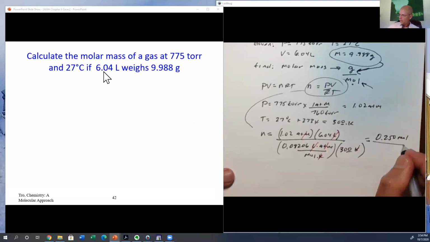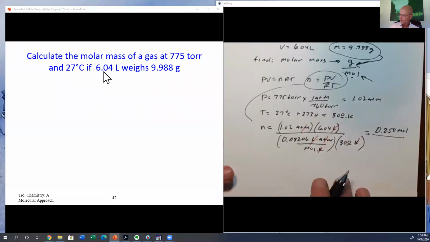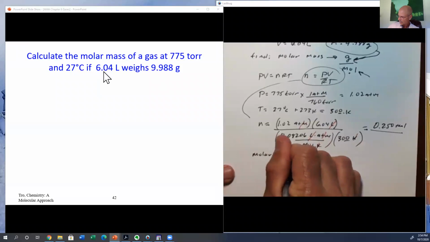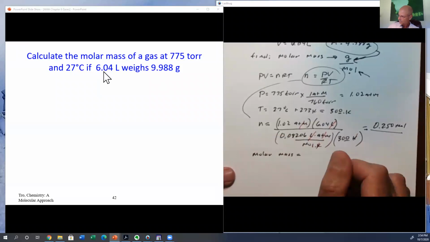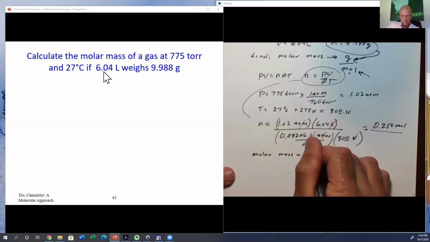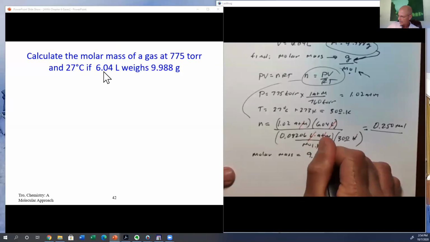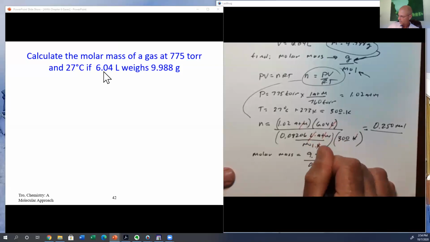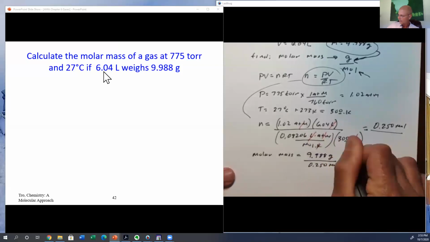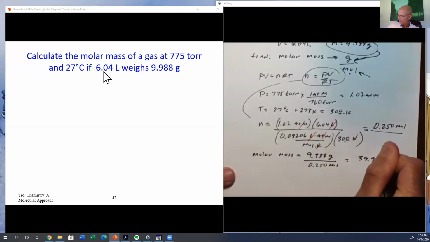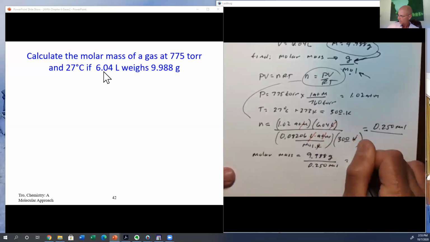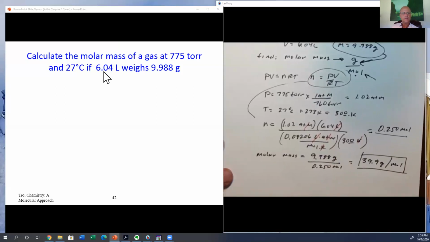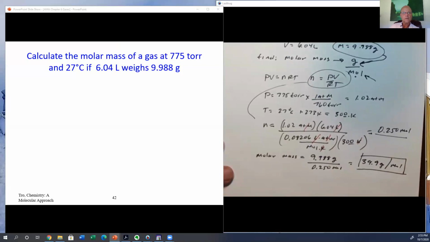Okay, so now we have the moles and we have the grams, so we can figure out the molar mass. Molar mass is equal to 9.988 grams divided by 0.250 moles. So that's equal to 39.9 grams per mole. Right? Does that make sense? Alexander?